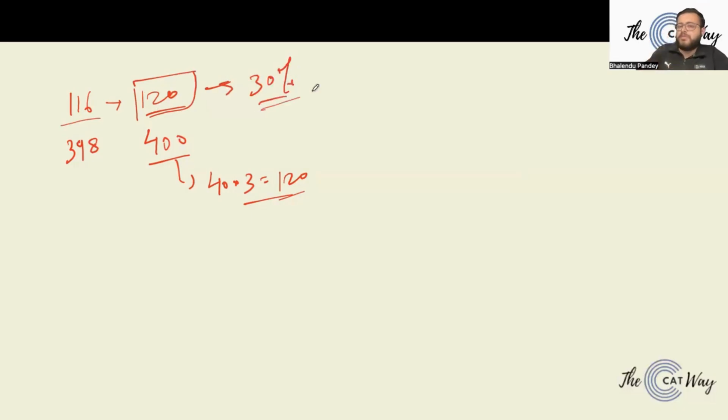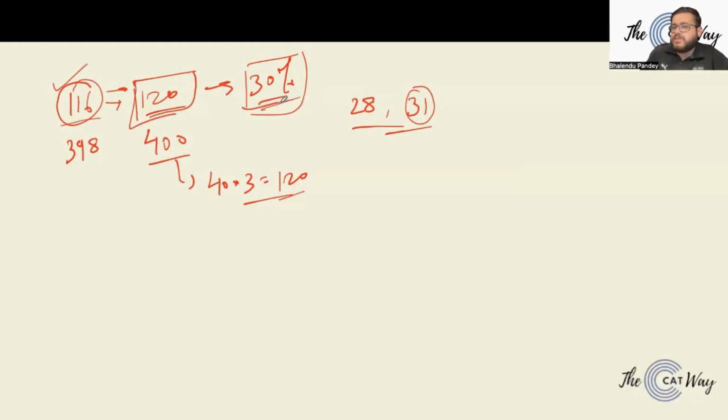Now among the options, you can mark the one which fits. See one more thing: my number is below 120, so my value is going to be below 30%. There might be an option of 28% and there might be an option of 31%. Being close to 30% doesn't mean that you mark 31%. You have to be aware that the number you are looking for is below 120, whereas the 30% mark you have calculated is for 120. So if I'm going below 120, my value is going to be below 30%, and because of that, you will be marking your answer as somewhere around 28%. That is the approach that you have to follow.